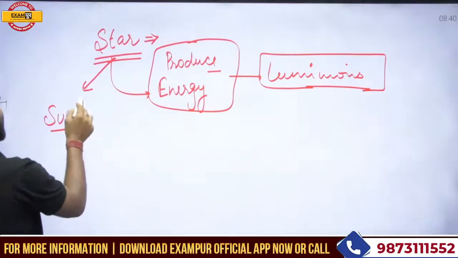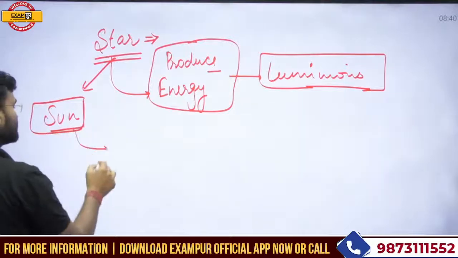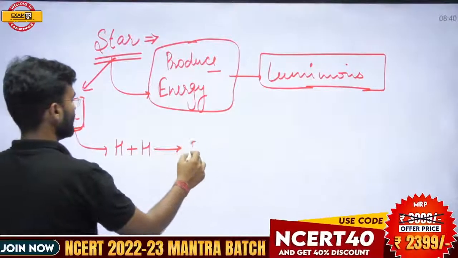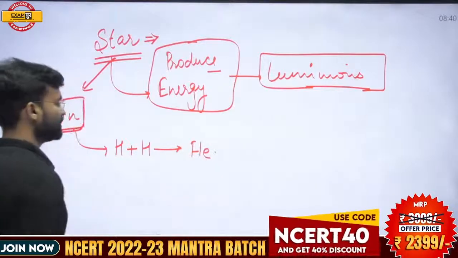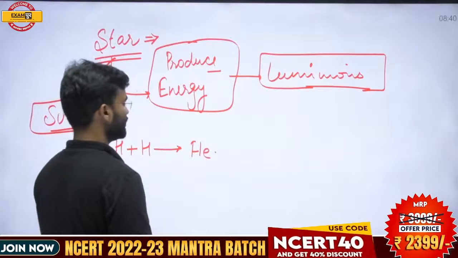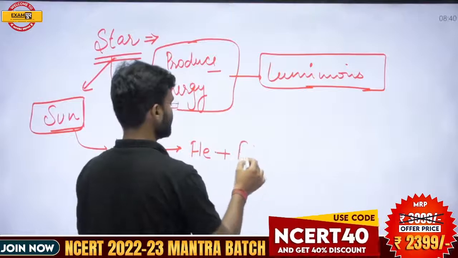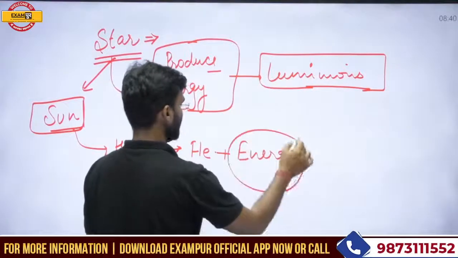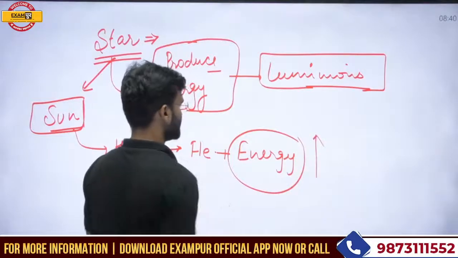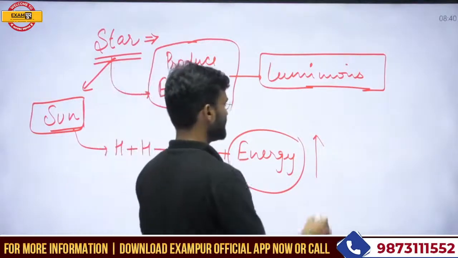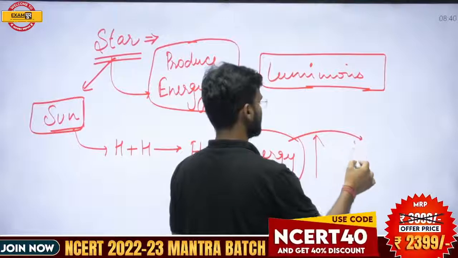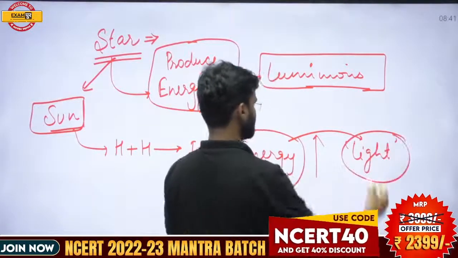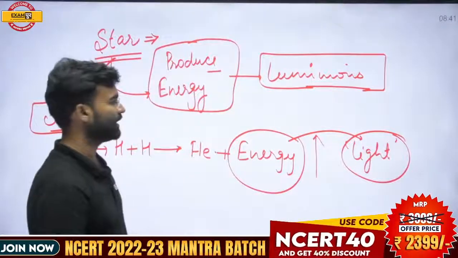Okay, so stars, if you take the example of the sun. Sun is also a star, and the sun produces energy. Hydrogen plus hydrogen: the nuclei of hydrogen fuse together and then make helium and release an enormous quantity of energy. Due to this energy, it is brighter and it produces light.